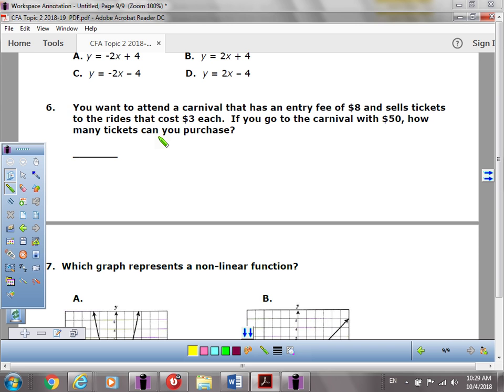A lot of kids freak out. They're like, what? You didn't give us choices. So you have to know what you're doing here. You've got to know your stuff. All it was was a fee of $8 and rides that cost $3 each.